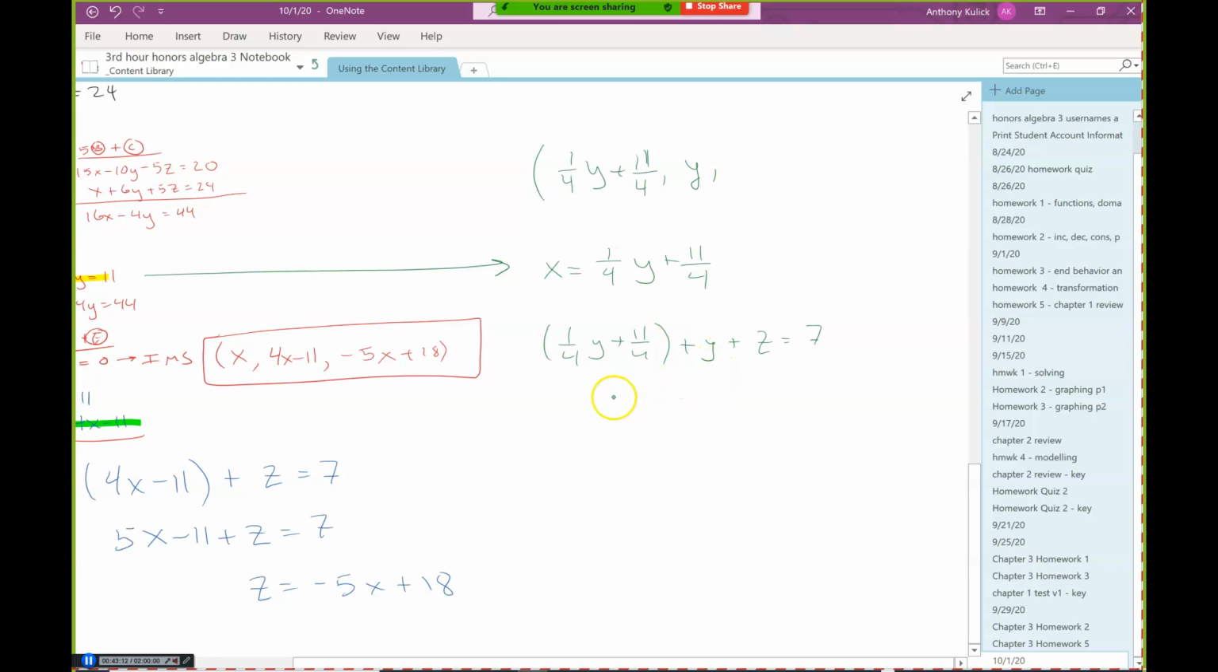So if I combine my like terms, then I get 5/4 y plus 11/4 plus z is equal to 7. I'll subtract 11/4 from both sides. 7 is really 28/4, so 28/4 minus 11/4 is 17/4. And then minus 5/4 y. So there's that answer as well.